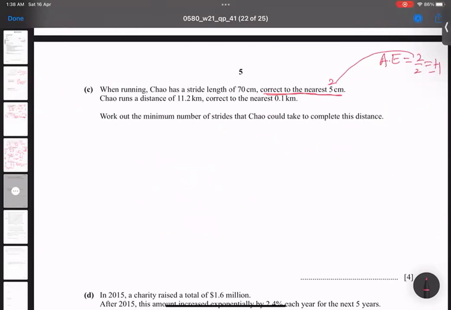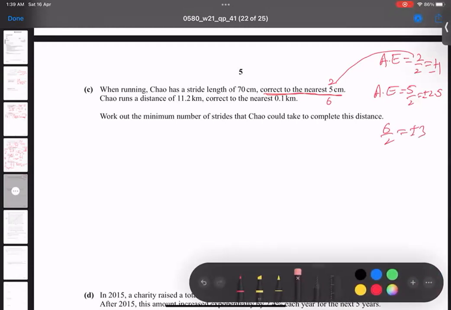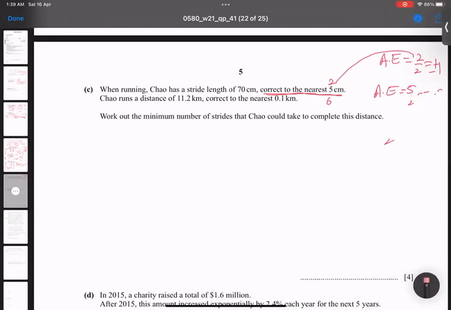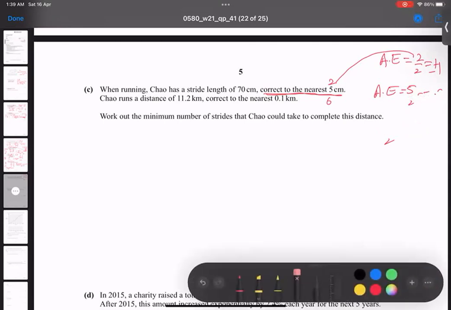But here he's saying nearest 5. So what we do here, absolute error is 5 divided by 2, so plus and minus 2.5. I mean to say every time divide by 2. For example, he says 6 centimeters, so 6 divided by 2, plus and minus 3. So every time we are bound to divide by 2. So have a look now.